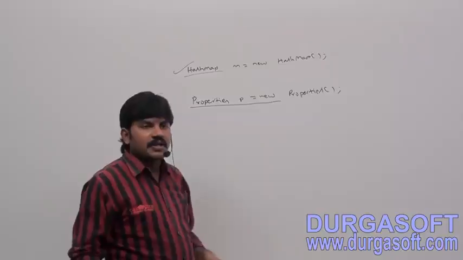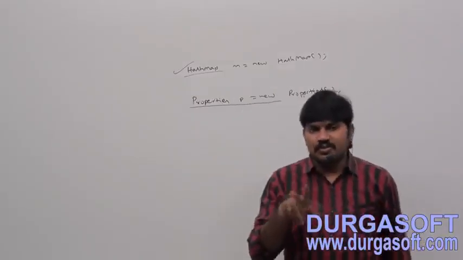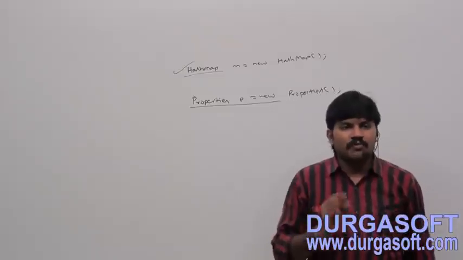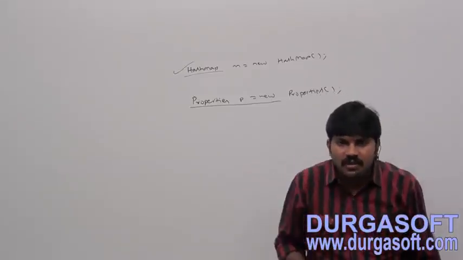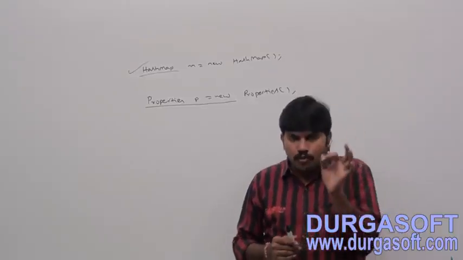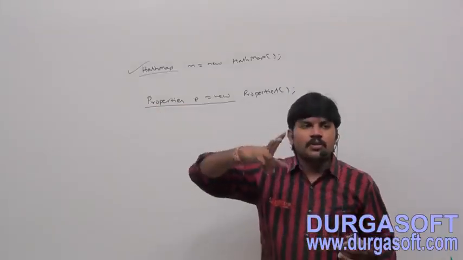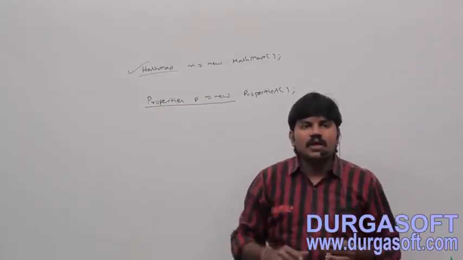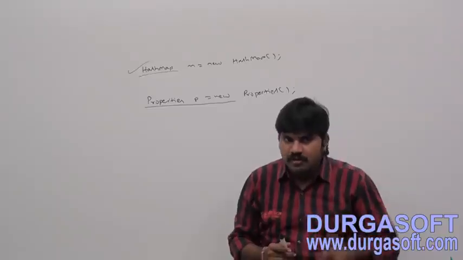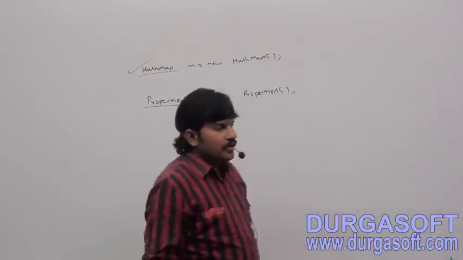But in the case of properties, both the key and the value should be string type only. Property name, property value, both are compulsory string type only, right? In java.util.Properties, Properties is a map only, key value pairs only, where both the key and the value should be string type only. Observe this special case.